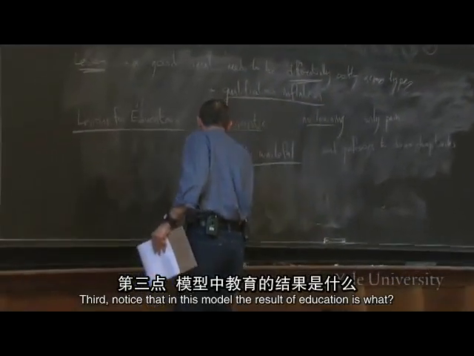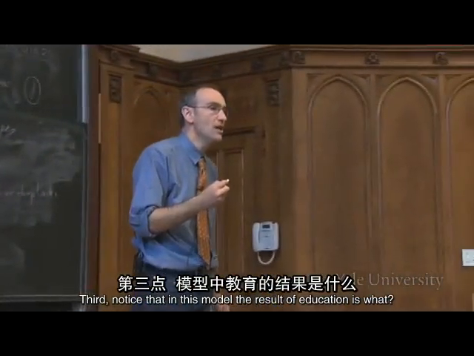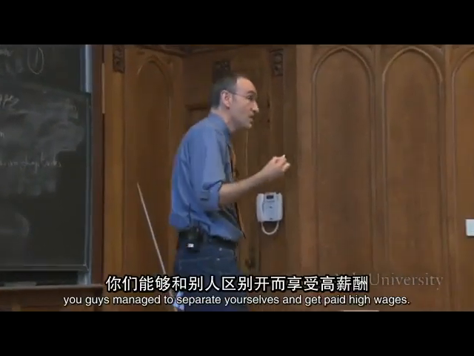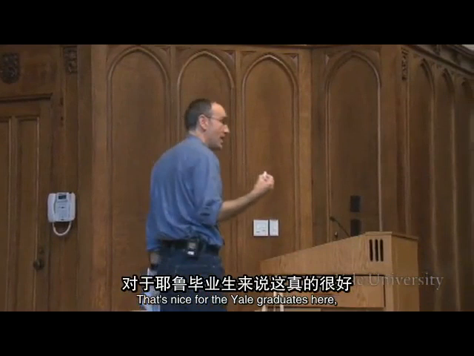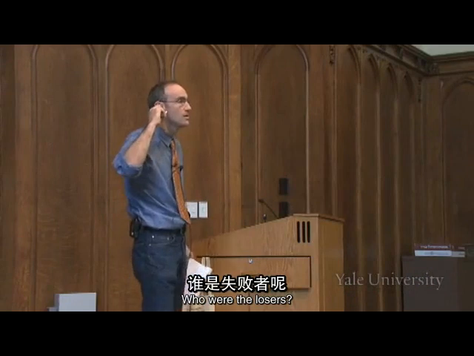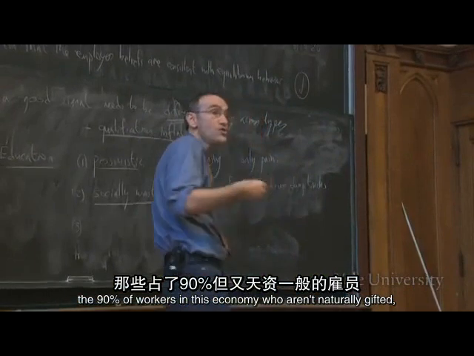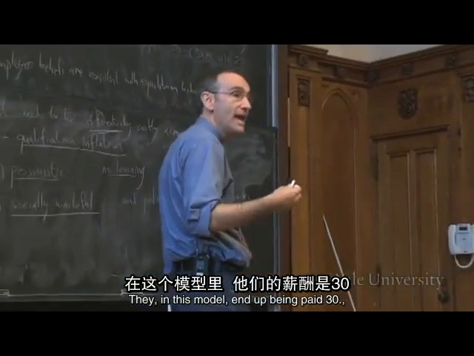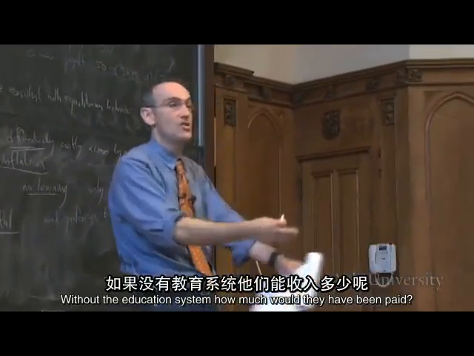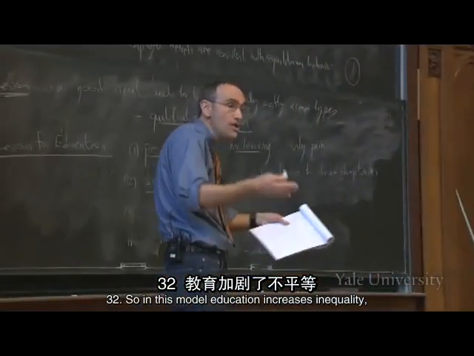Third, notice that in this model, the result of education is what? It's good for the good workers. You guys managed to separate yourselves and get paid high wages. That's nice for the Yale graduates here. But who are the losers in this model? The bad workers. The 90% of workers in this economy who aren't naturally gifted, who aren't going to find education easy, end up being paid 30. Without the education system, how much would they have been paid? 32. So this model increases inequality.